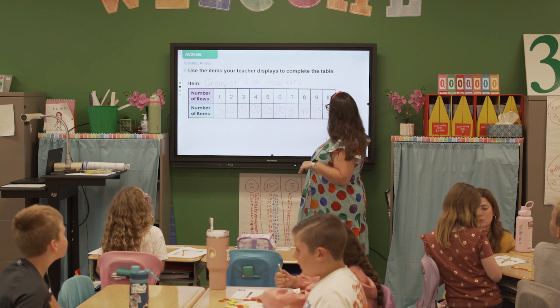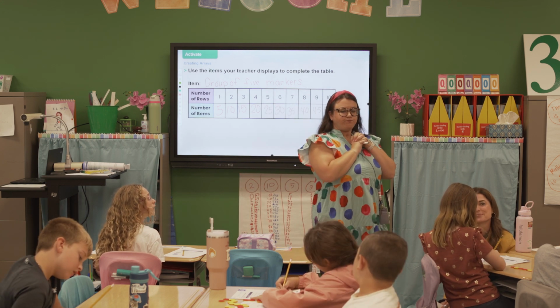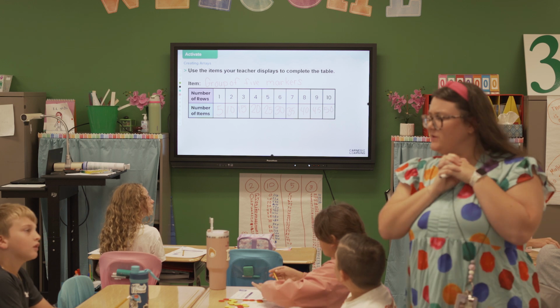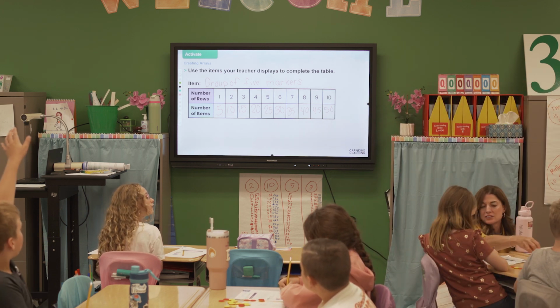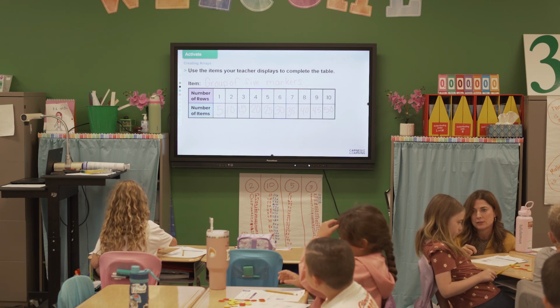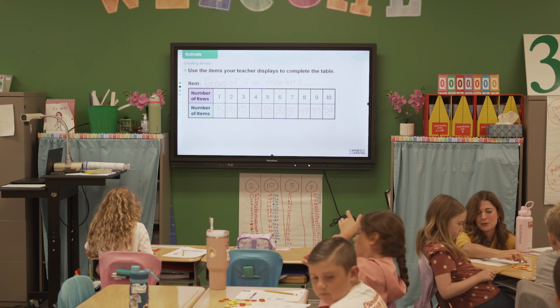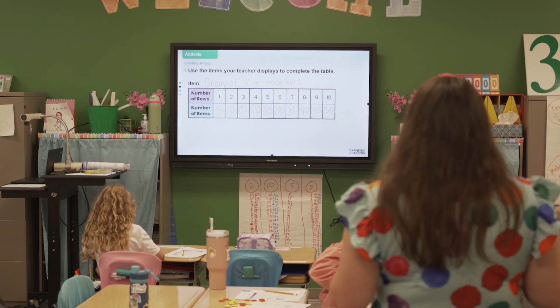Okay. So if I had enough counters to create 10 rows of 5, likely what would I get? Look up there. If I had enough counters to create 10 rows of 5, what would I have? 50. You just answered before I could finish because it's in your brain. I love it.